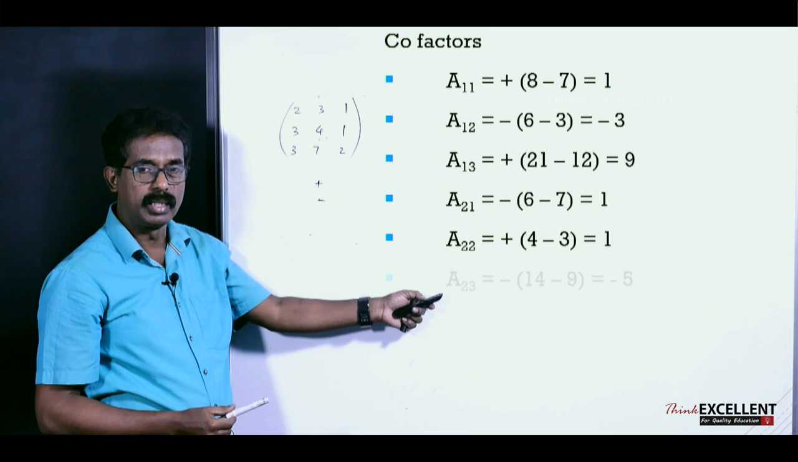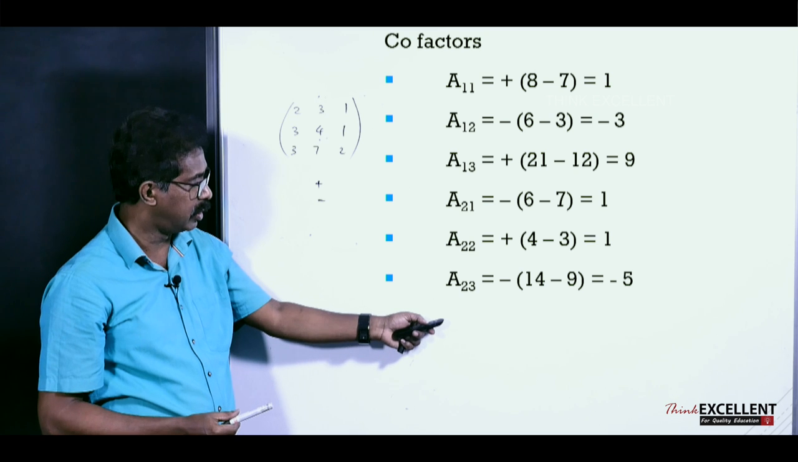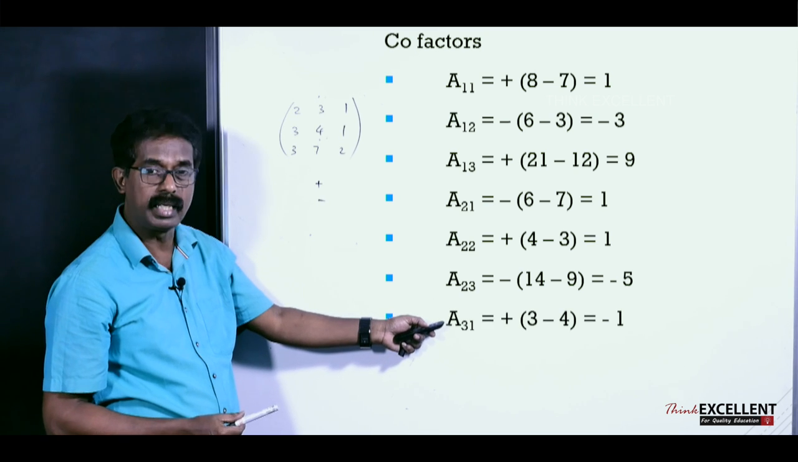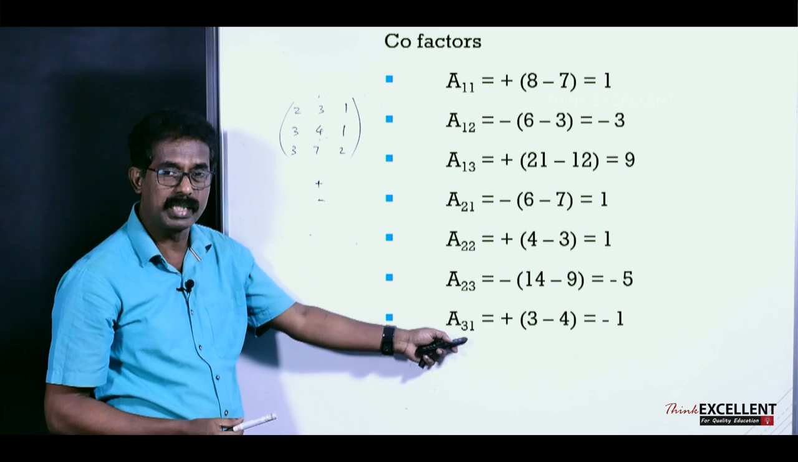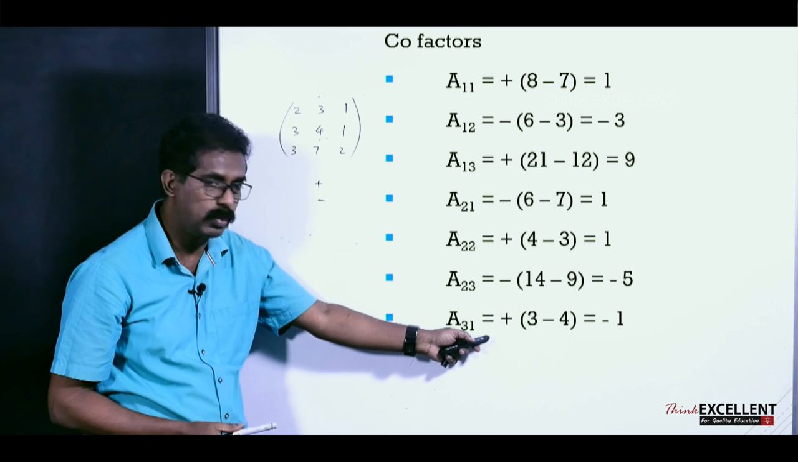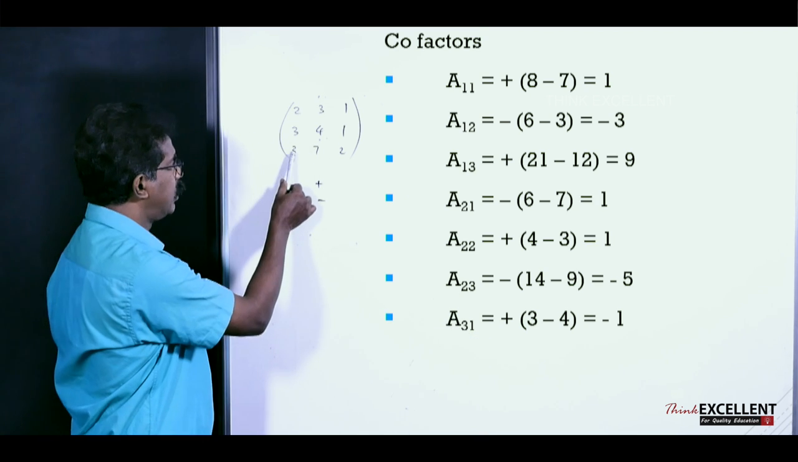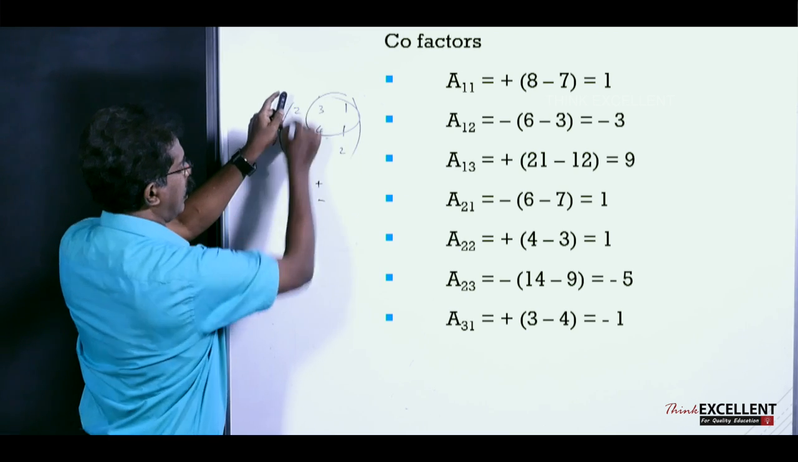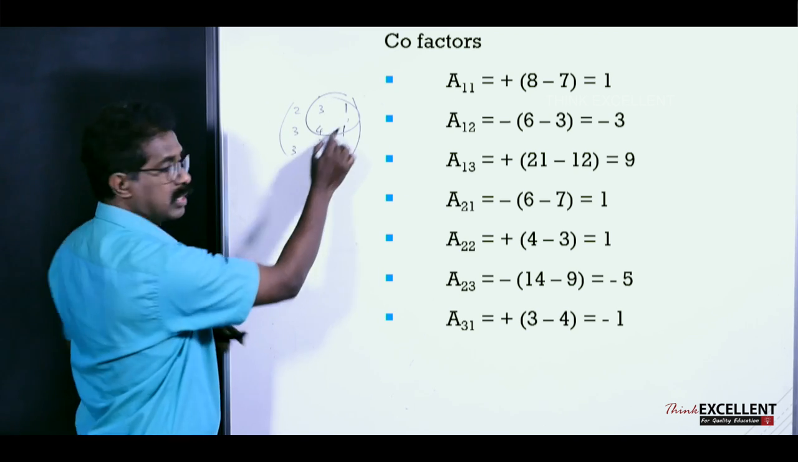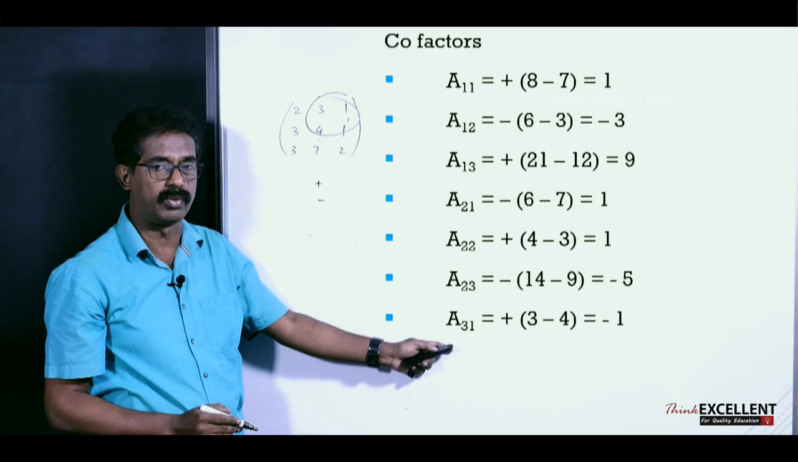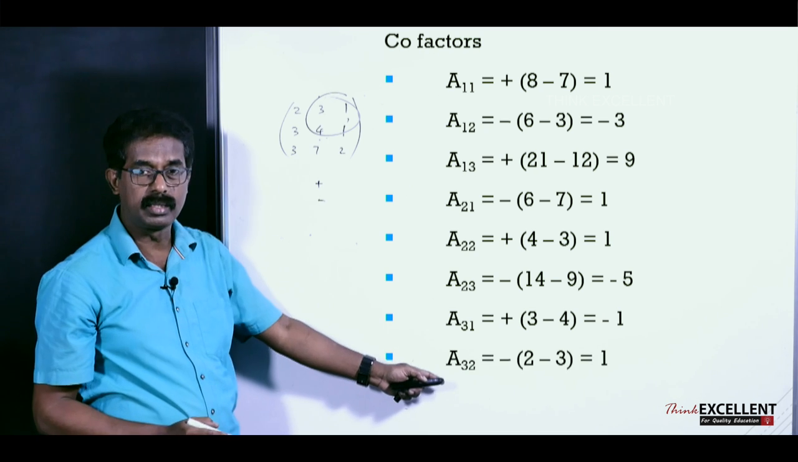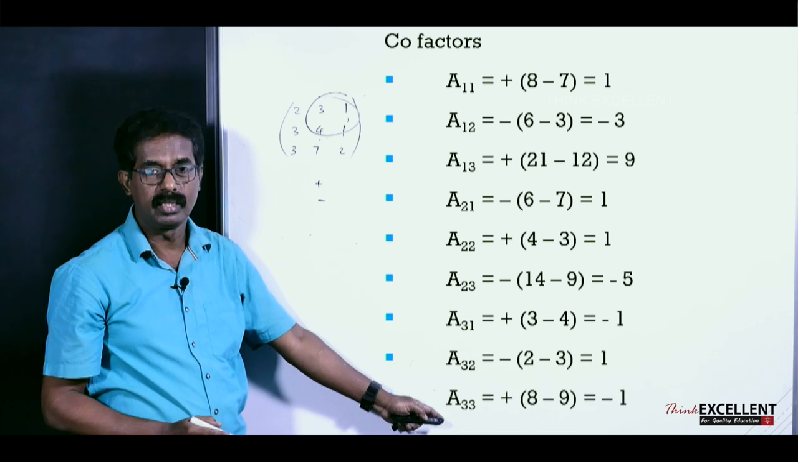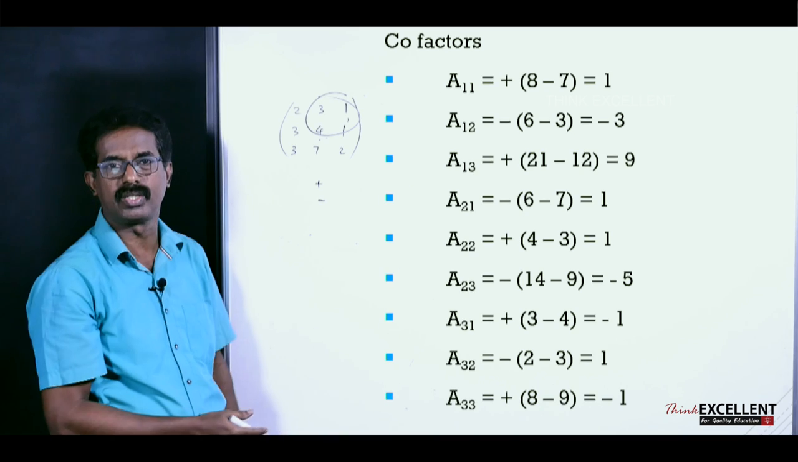Like that, you find all the cofactors. A21, A22, A23, then A31. A31, the suffix you see, 3 plus 1 is what? 4. So that is why it is plus. 31, you see this number, this is 31. Leave the row, leave the column. So this is what you have, right? 3 into 1, 3 minus 4. That is what we are getting, 3 minus 4. Then A32 and A33. All the cofactors, you got it.